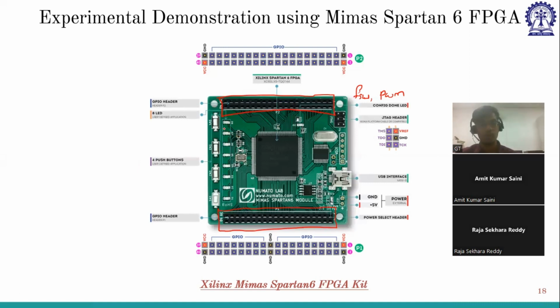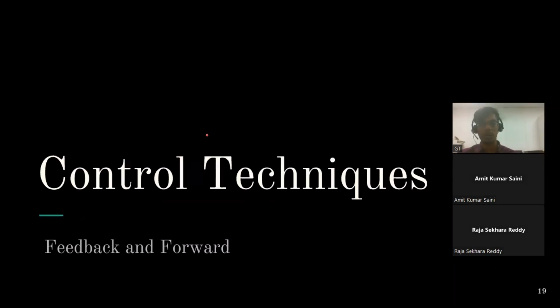Okay. So this is all about FPGA and ASIC. I hope I was able to make you understand the importance of digital control and why we are going for FPGA, not ASIC. So till this point, I hope I'm clear. If you have any doubts, you can ask me. So now we'll be moving on to the control techniques.